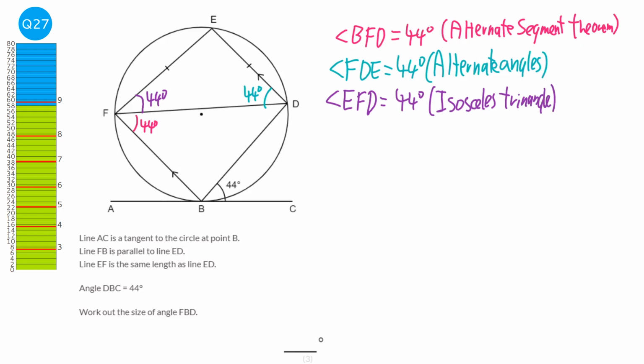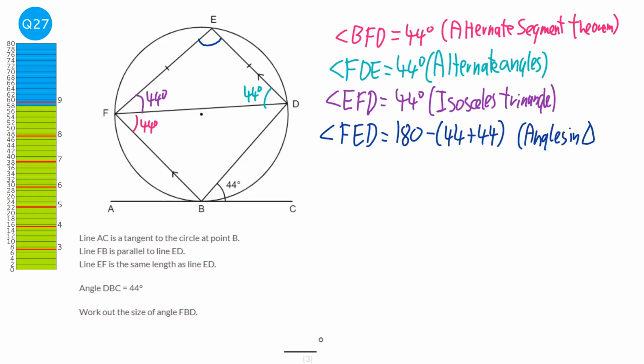Okay, next thing we're going to work out is this one here, and it's just angles in a triangle. So angle FED is going to be 180 take away the 44 plus the 44, and the reason is angles in a triangle add up to 180 degrees. And so 180 take away the 44 plus the 44 is 92 degrees.